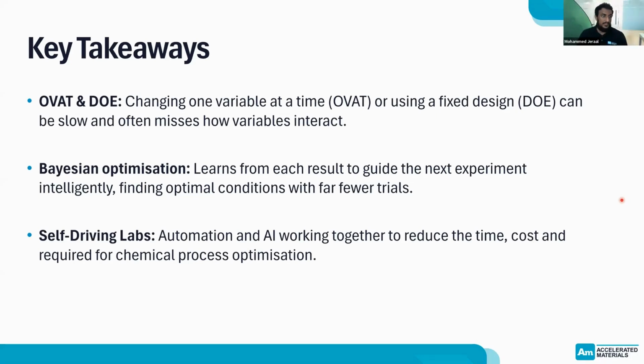So one variable at a time and DOE techniques are very valuable, but they can sometimes struggle when it comes to very complex problems. And Bayesian optimization can be very useful in helping you reduce the time and effort that you need in order to optimize your chemical processes. And when you combine these techniques with automation, you can really supercharge your optimization process and bring down the time and the cost required to optimize these processes.